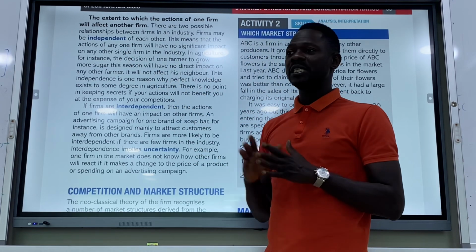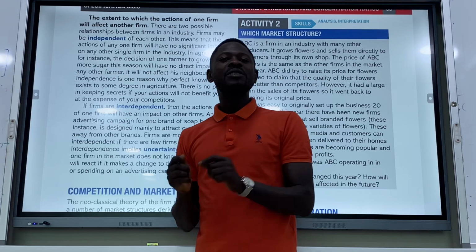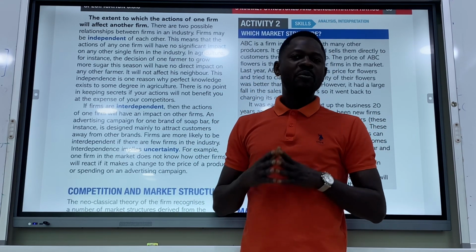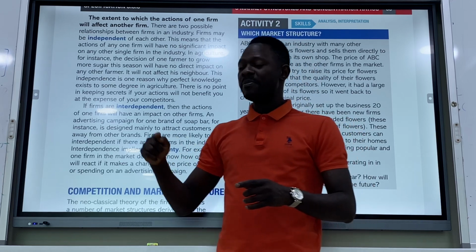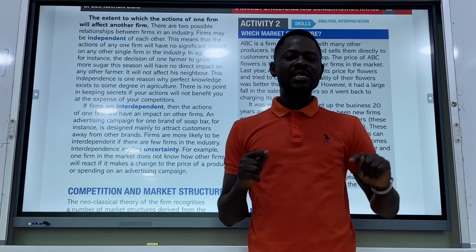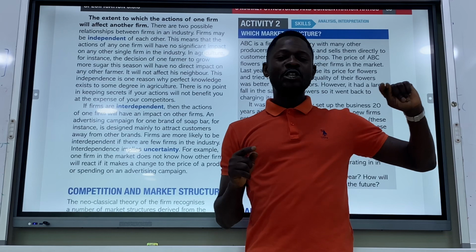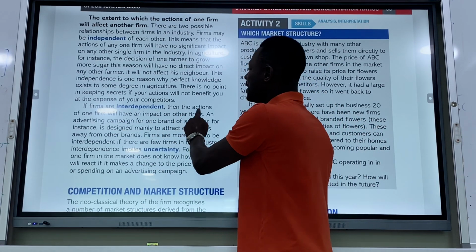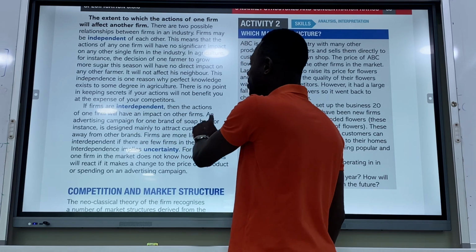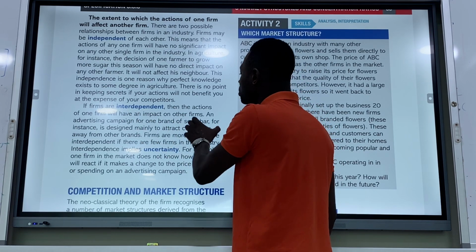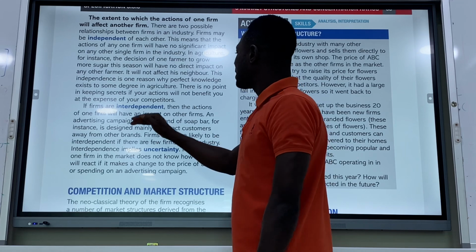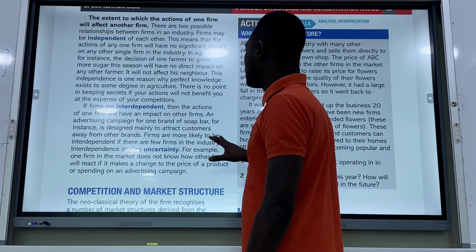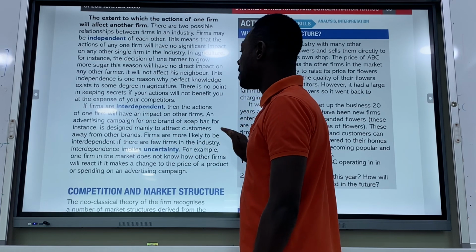If a firm is independent, it means the action of firm A does not have any impact on firm B. That is what independent is. But interdependent means the action of firm A might have a significant impact on the operations of firm B. So if firms are interdependent, then the action of one firm will have an impact on other firms. An advertising campaign for one brand of soap bar, for instance, is designed mainly to attract customers away from other brands. So firms are more likely to be interdependent if there are few firms in the industry.